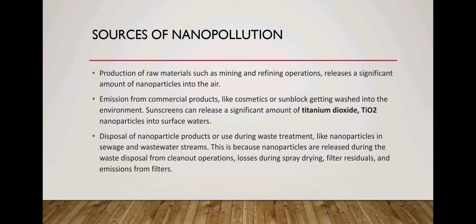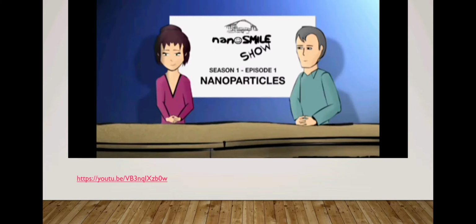What are other sources of nanopollution? One includes the production of raw materials such as mining and refining operations, which release a lot of nanoparticles into the air. They are also emitted from commercial products like cosmetics or sunblocks, like titanium dioxide from sunscreen. Lastly, there is also disposal of nanoparticles from waste treatment and sewage and wastewater streams, as nanoparticles are released during waste disposal from cleaning operations and filter residuals. The rest of the facts will be explained through this video.